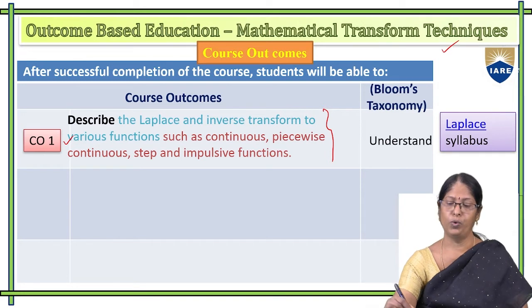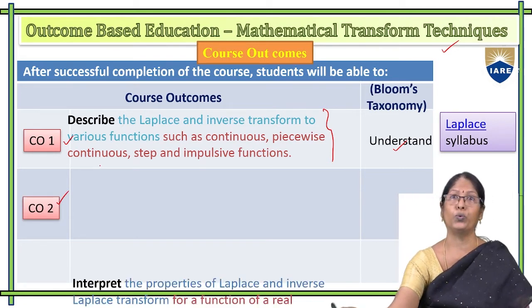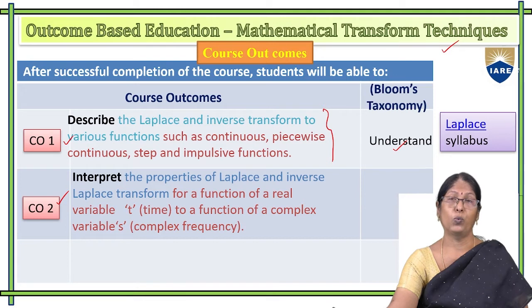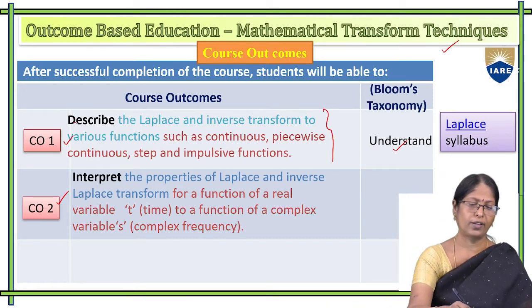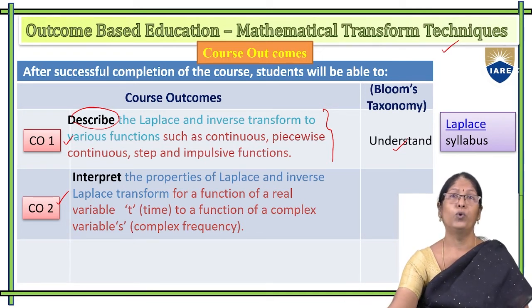Understand, that is Bloom's 2 level, which this course outcome satisfies. Describe the Laplace and inverse transform to various functions, that is continuous, piecewise continuous, and step and impulsive functions. The second one is CO2, Interpret. So we can see the first one, describe, that is the action verb used. That is a Bloom's second level action verb.